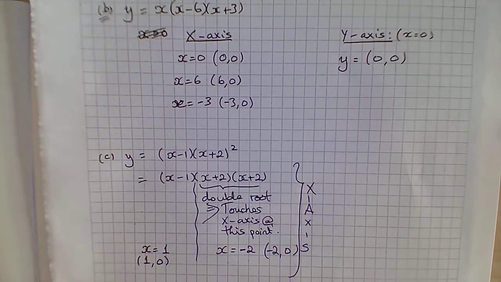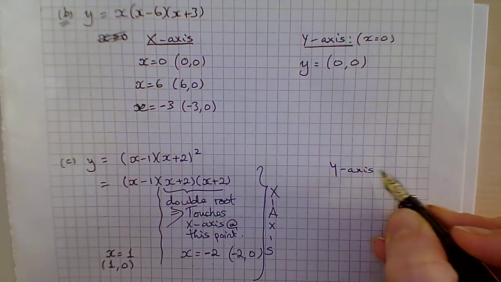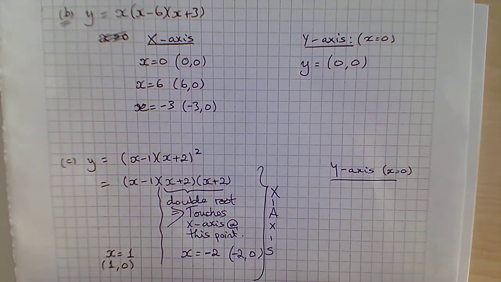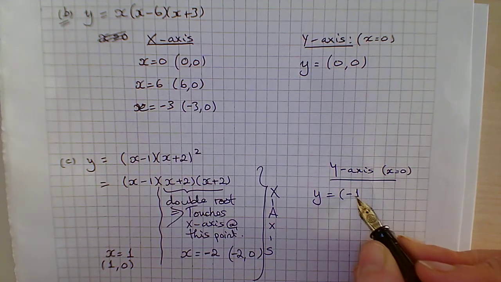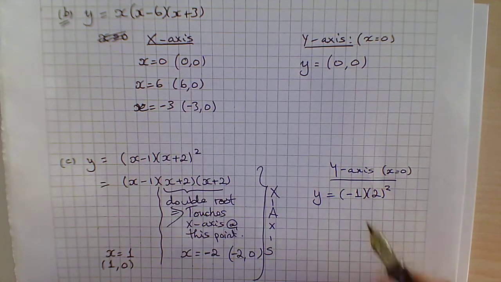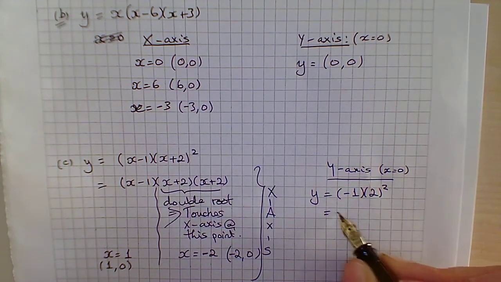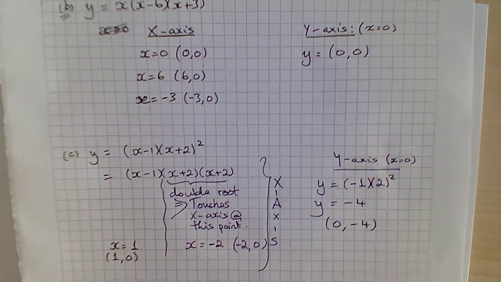And then for the y-axis, again, I'm filling in x equals 0. All I have to do is sub in x equals 0. And so y is equal to 0 minus 1, 0 plus 2 squared. But don't forget to square it because that will make a difference. And you can put that all into your calculator in one go and you get -4, or in coordinate form, the point 0 minus 4.